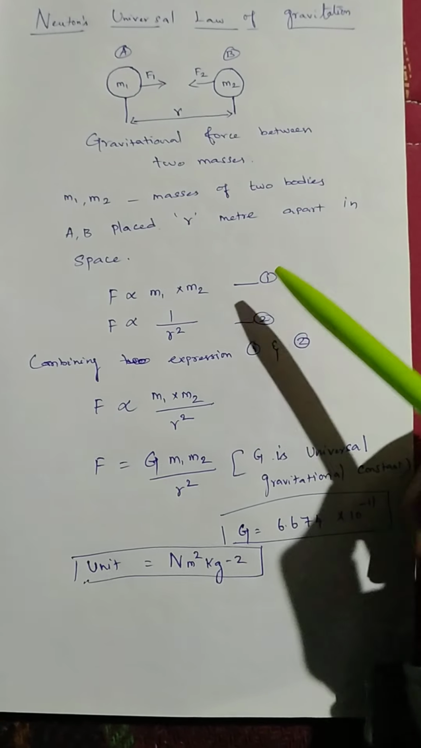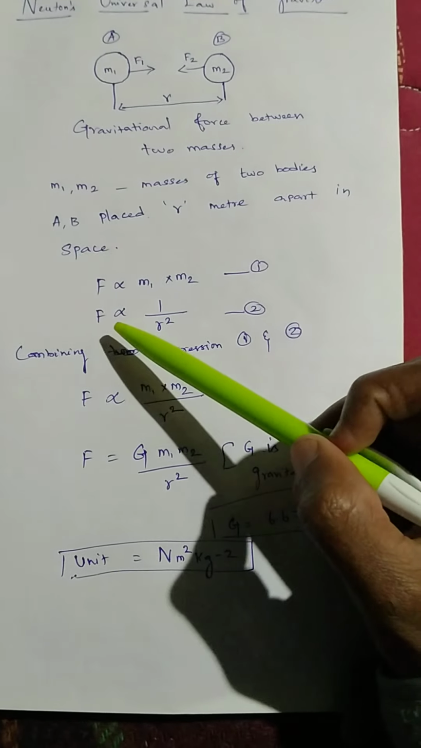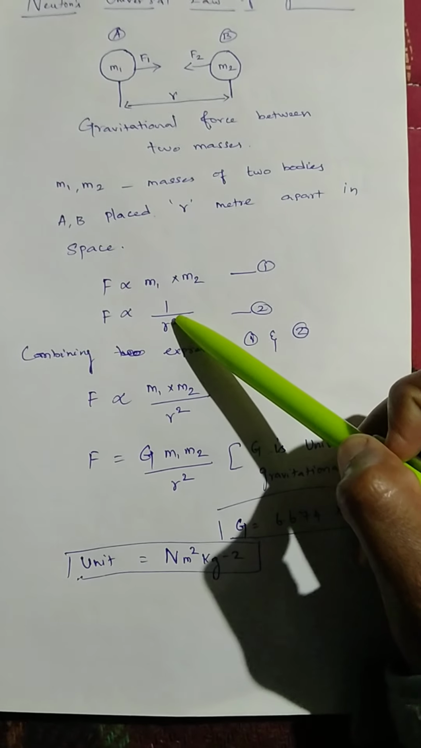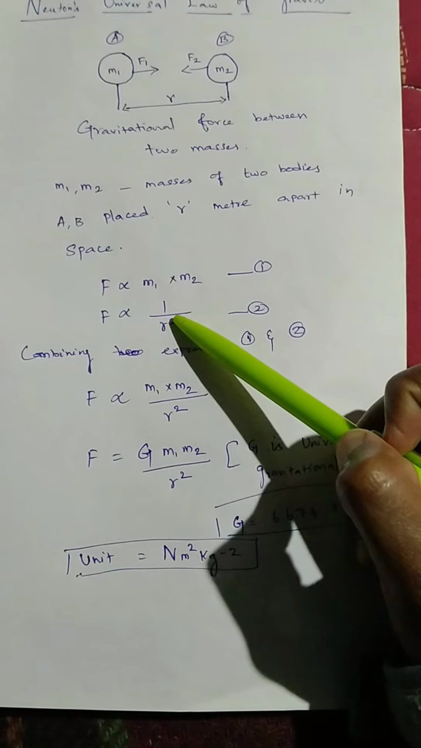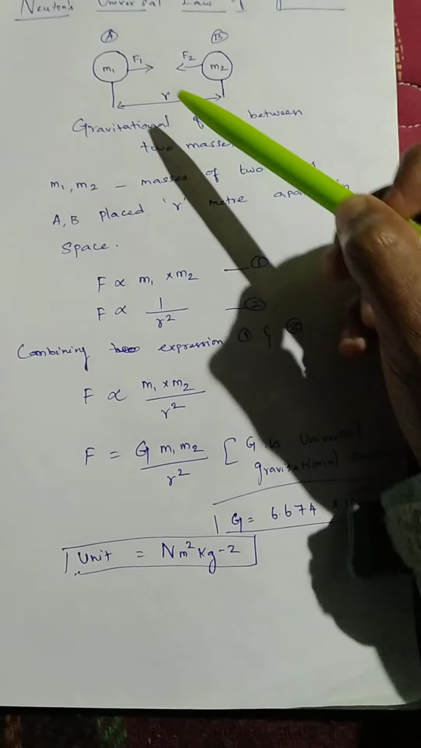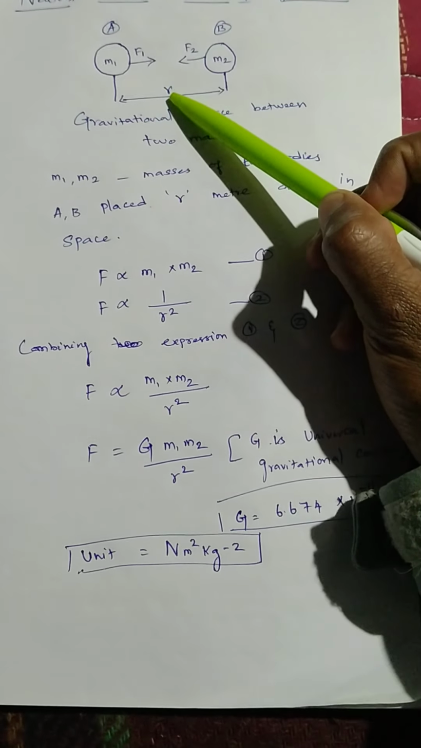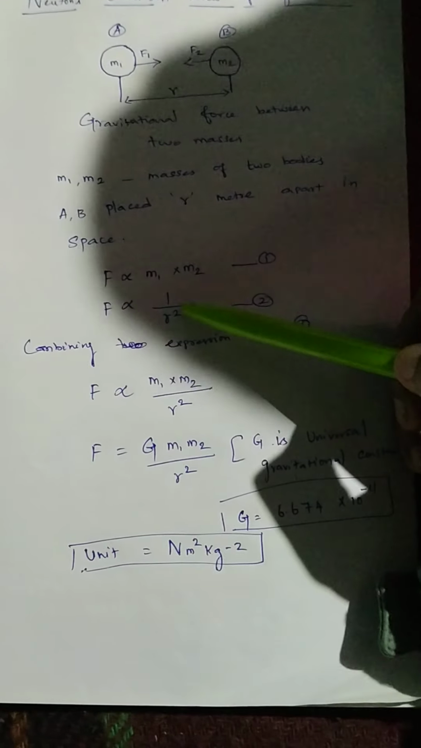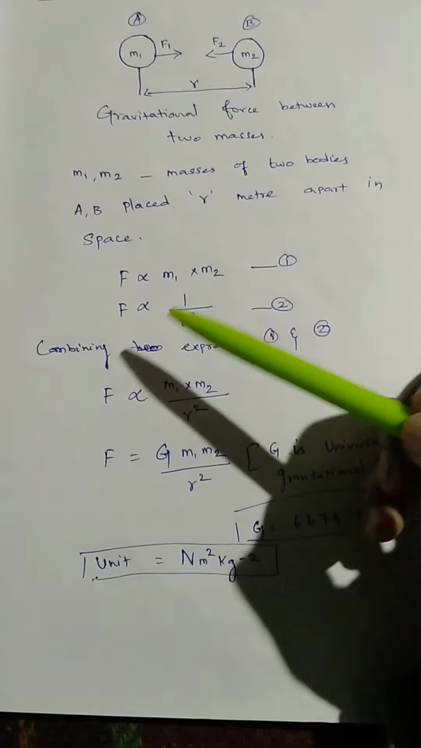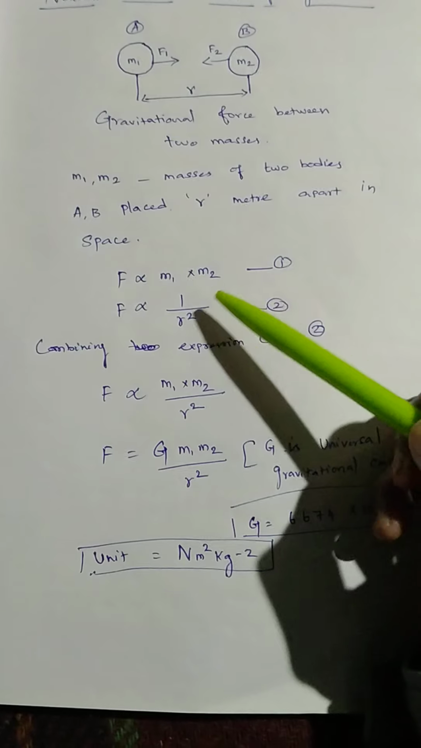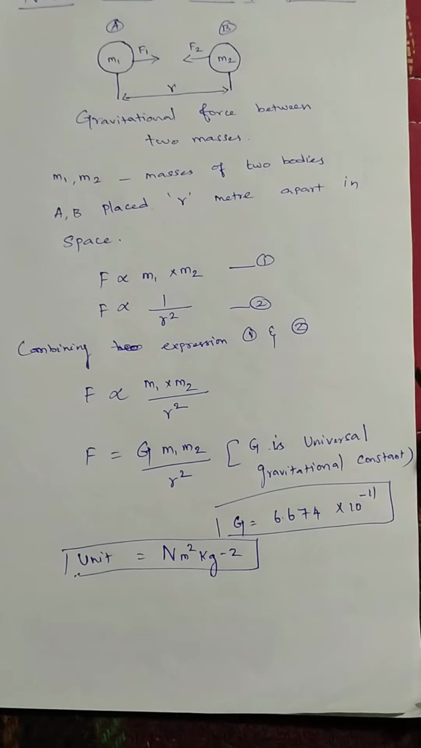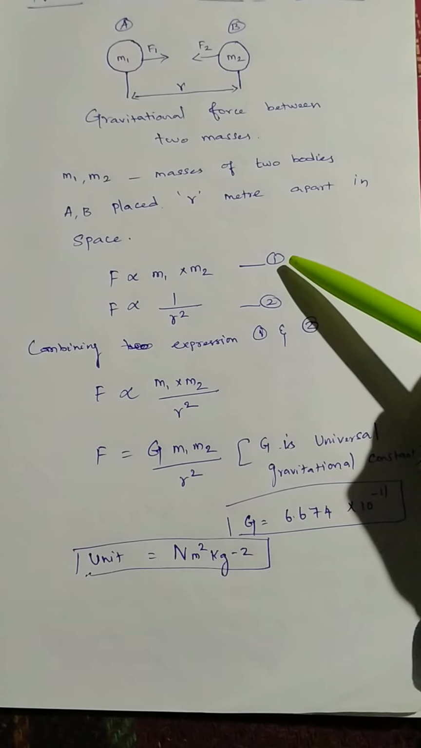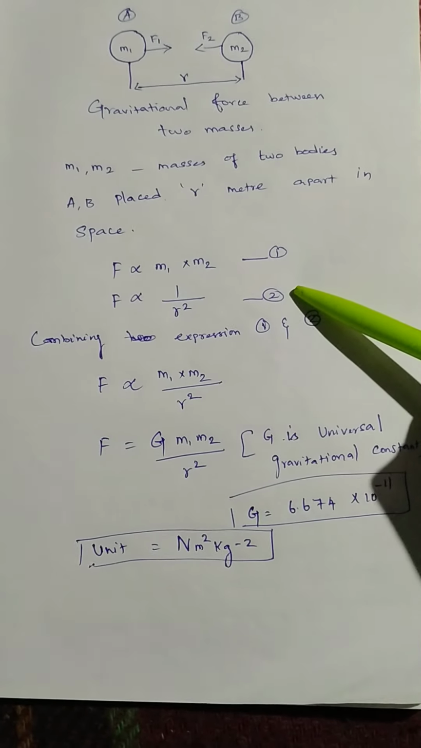Next, at the same time, the force is inversely proportional to the square of the distance between the centers of these masses. What is the distance? Distance is taken as r, so square means we can write r squared. This is equation 2.